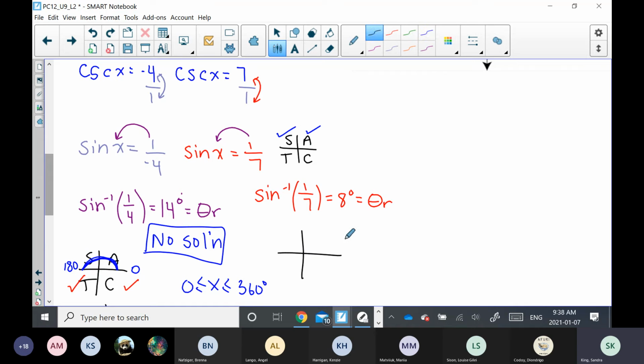Now I'm going to put that 8 degrees in quadrant 1. And I'm going to say, what's that rotational angle? That answer would be 8 degrees. Then I'm going to take that reference angle and put it in quadrant 2. And I'm going to say, well, what would this rotational angle be? That would be 180 degrees minus 8, which gives me 172 degrees. So I've got 2 answers.